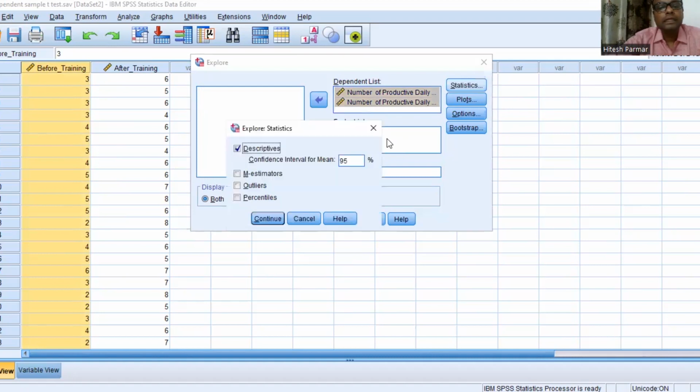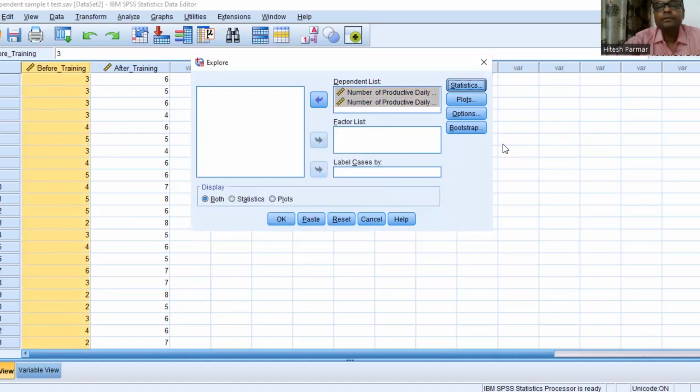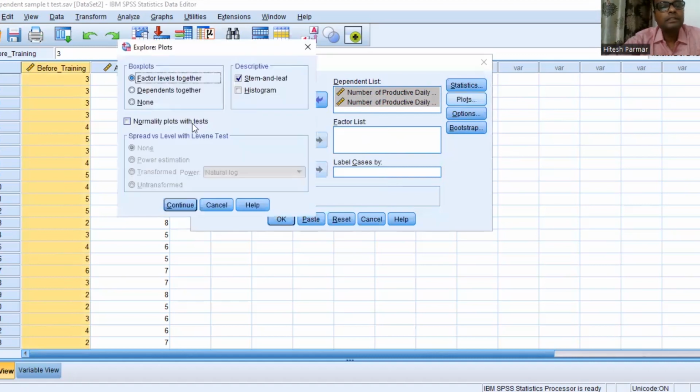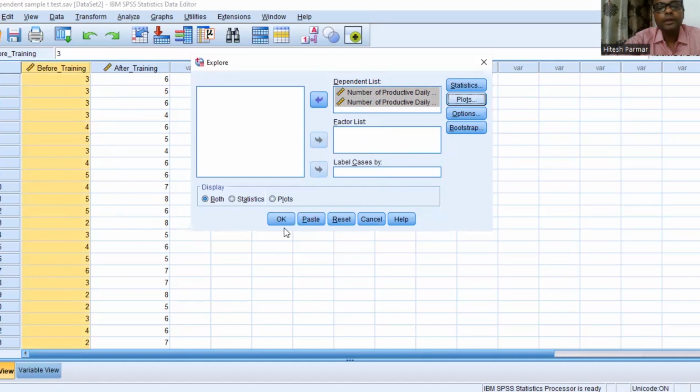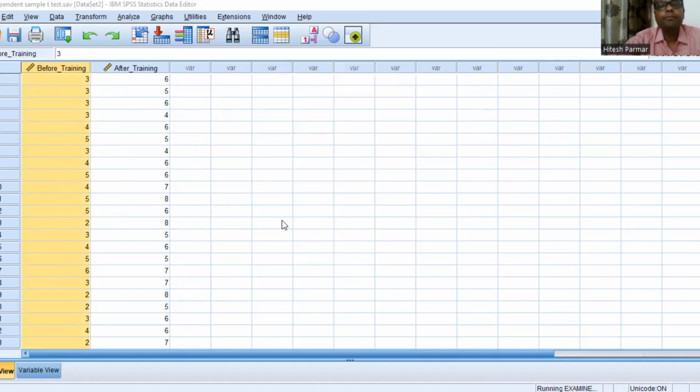We need to click on statistics. We need to click on outliers. We need to click on plots. This is the most important tick mark, normality plot with test. Additionally, we can see the histogram. We can click on continue and OK.